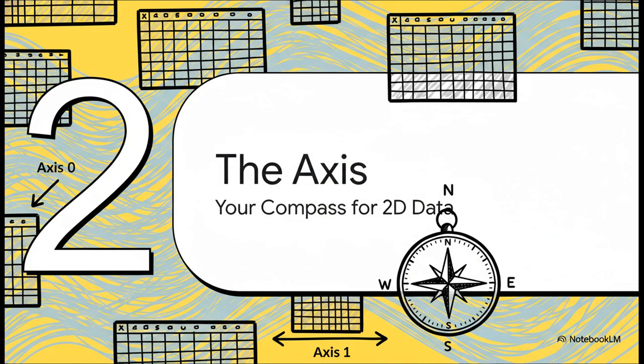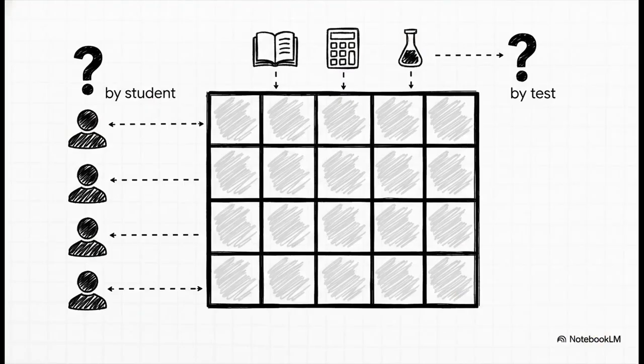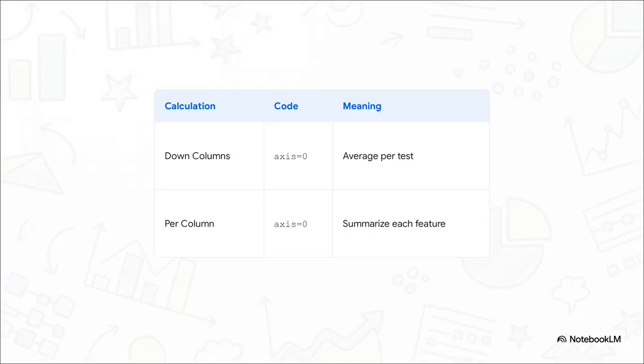Okay, but let's be real, data rarely comes in a single, simple list. Most of the time, we're working with tables, or in the world of NumPy, two-dimensional arrays. And to navigate these tables, we have to understand a really critical concept, the axis. Just think of it as your compass for data. Let's look at a quick example. Imagine this array here represents test scores. Each row could be a different student, and each column could be a different test. So the question is, how would we figure out the average score for each test or the average score for each student? This is where that axis parameter becomes your best friend.